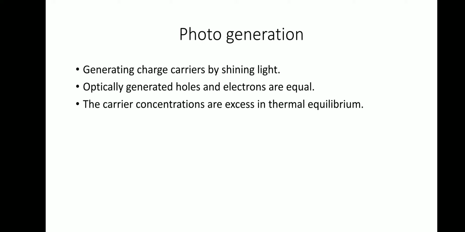If a photon of energy greater than the band gap energy is illuminated on a semiconductor, the electron in the valence band will accept that energy and get excited. Due to this energy, the electron will break the covalent bond and be excited to the conduction band. A vacancy is created at the valence band, that is called a hole, and the free electron moves to the conduction band. That is called photo generation or optical generation.